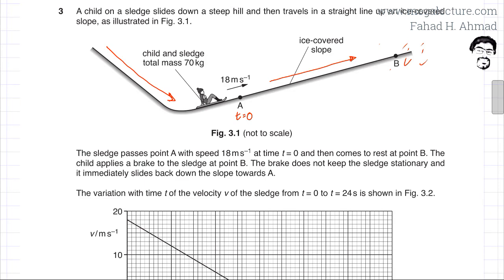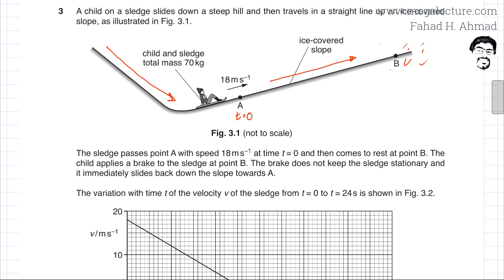In the following question, a child on a sledge slides down a steep hill and then travels in a straight line up an ice-covered slope as illustrated in figure 3.1. So this is where the child and the sledge are sliding down this slope, and then there's an ice-covered slope, and the momentum carries the child and the sledge up this ice-covered slope.